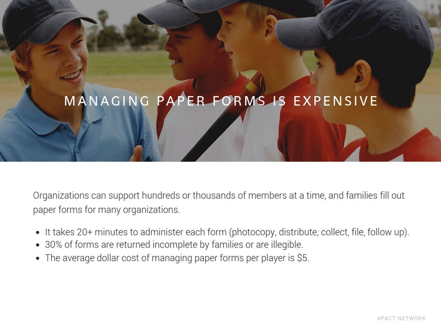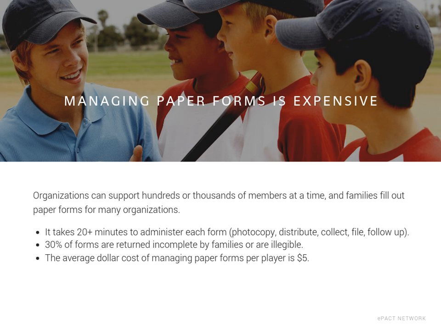Some of the key findings include that it takes 20 or more minutes per form to photocopy, distribute, collect, file, and follow up. 30% of forms are returned incomplete by families or are illegible. And based on the amount of time it takes to manage the paper form process, the average dollar cost of managing paper forms per player is about $5. Most organizations handle between 4 and 10 pieces of paper per child per year. This is a huge amount of paper, as is the follow-up required to collect and manage them.